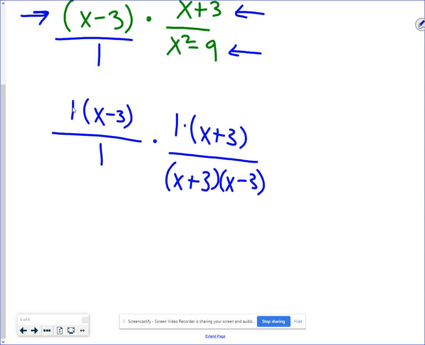Let's see if we have anything that cancels out. This x minus 3 will cancel with that x minus 3. This x plus 3 cancels with that. Basically, everything cancels out. What's left over on top, we got 1 times 1, which is 1. On the bottom, we just got 1. 1 over 1 is 1.